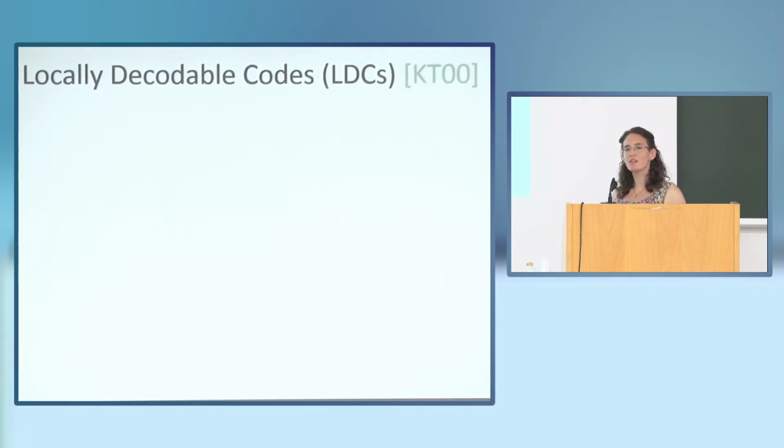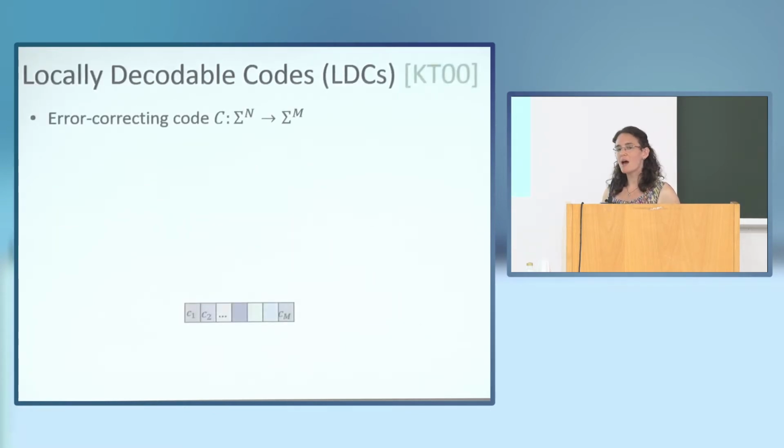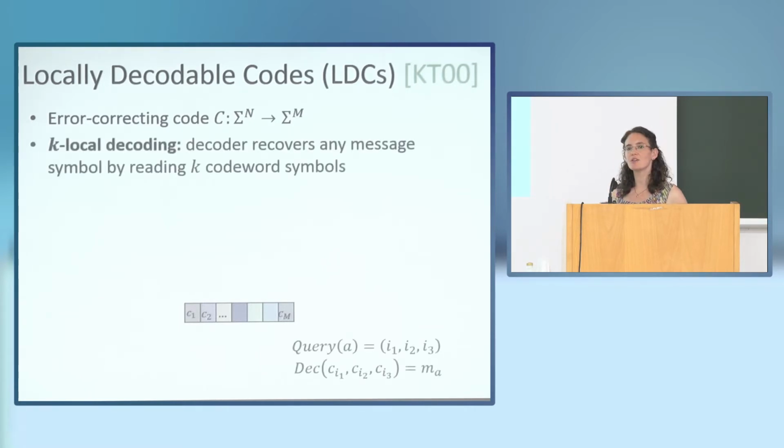So what are they? They are error correcting codes. They map n symbol messages to m symbol codewords. And I'm denoting the locations color coded. So the first location is red, the second is purple, the third is orange, and so on. This will come up. So in what sense are these codes locally decodable? In the sense that there is a decoder that can recover any specific message symbol that you want by querying only few locations, k locations, of the codeword.